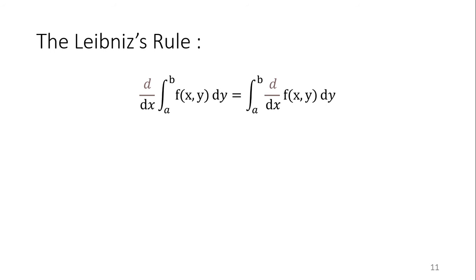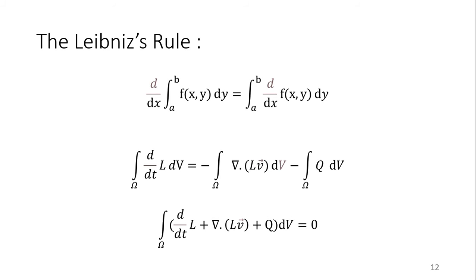Now using the Leibniz rule, which helps us to swap the derivative and the integral, we use this rule in our case. So we move the time derivative inside the integral over the volume, and we have as a result all the terms integrated over the volume.